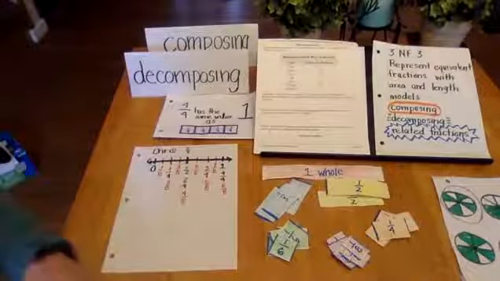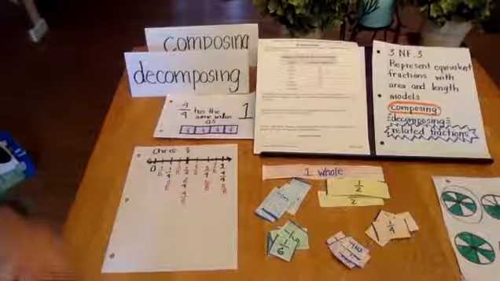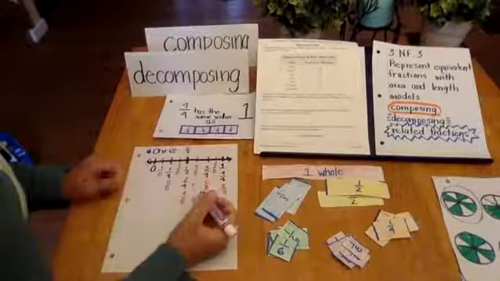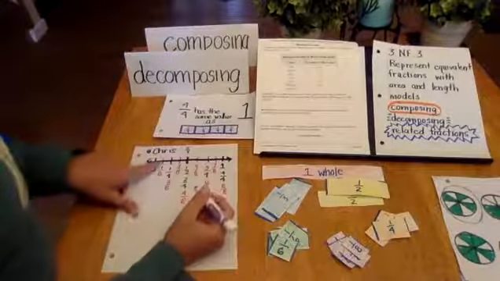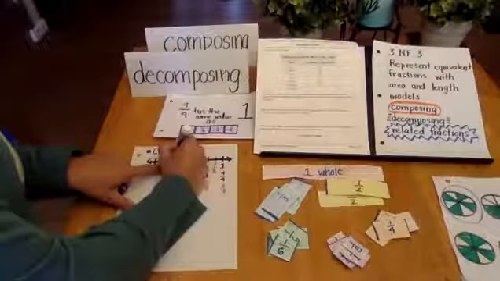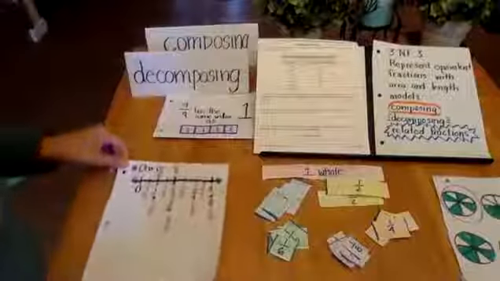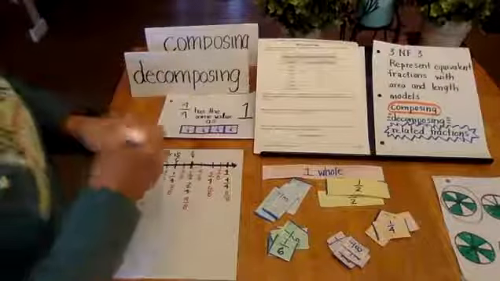Let's let Chris be purple. Just kidding. So Chris swam 2/8. So here's 1/8, 2/8. So I'm going to put a C for Chris. See it? I don't know if you can see my colors, but. All right, let's look at the next one.